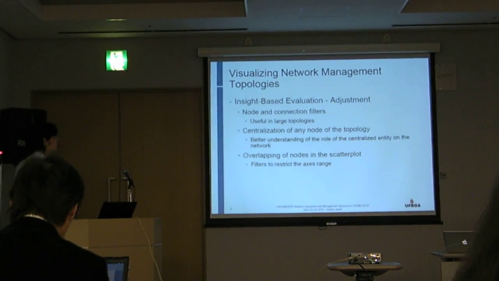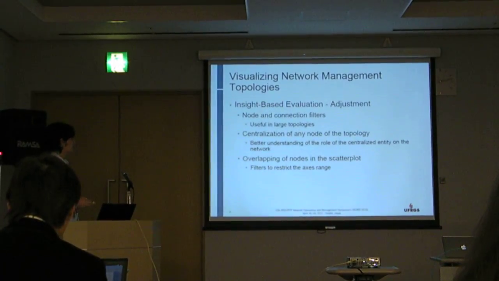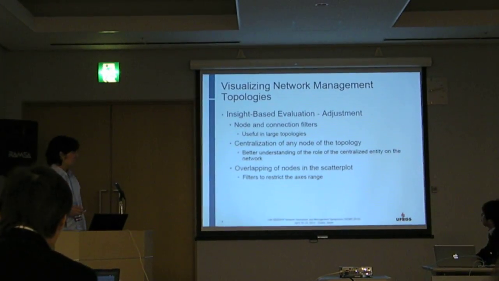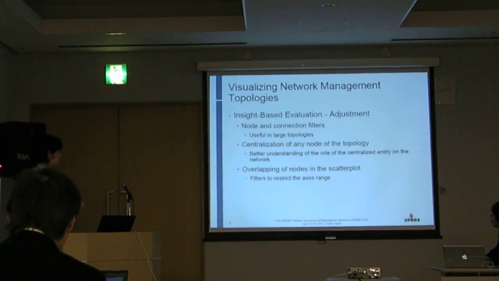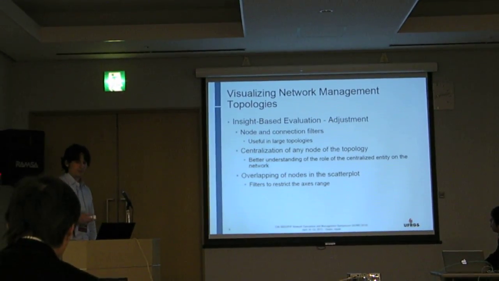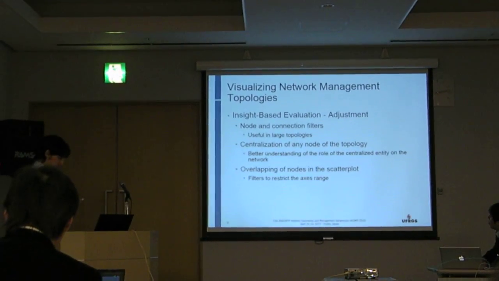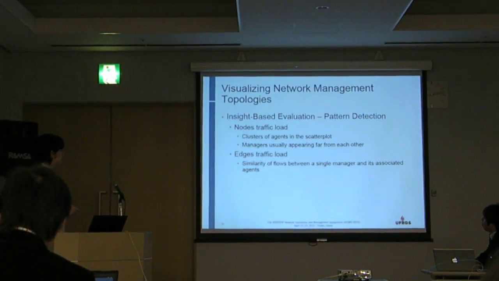Another interaction possibility is the centralization of the node topology, which provides a better understanding of the role of the centralized entity in the network. And we realized that there's overlapping of nodes in the scatter plot, which was solved by this interaction of filters restricting the axis range.